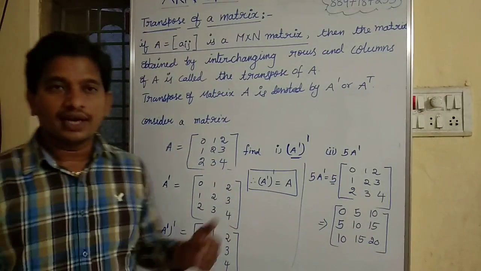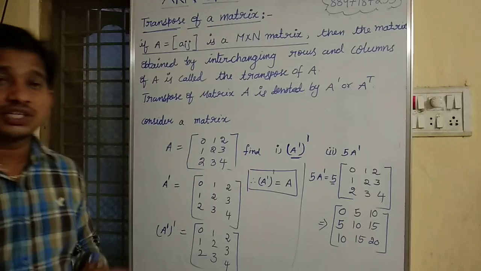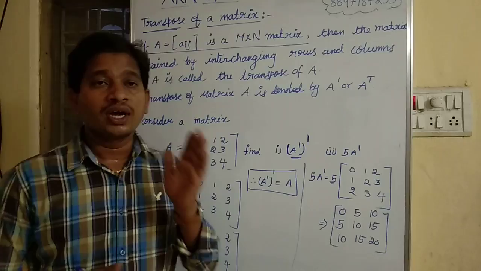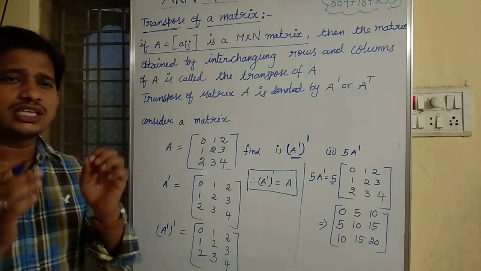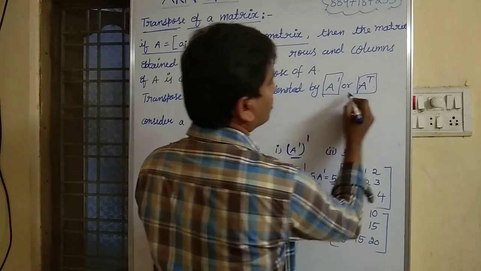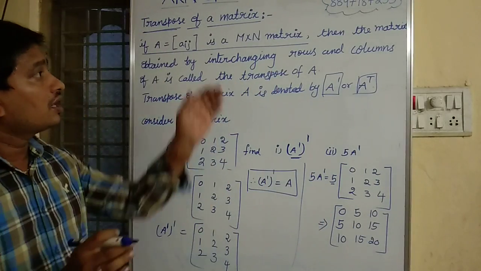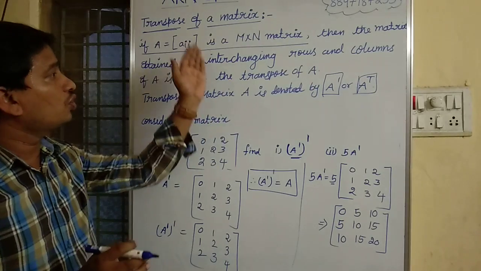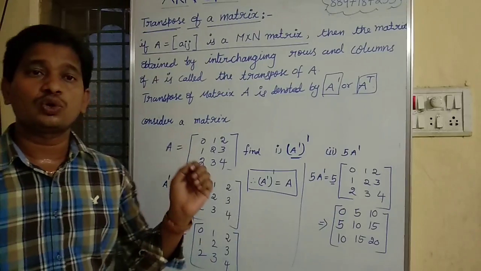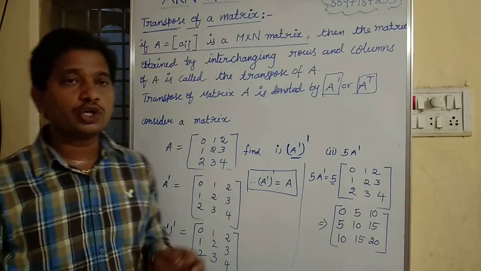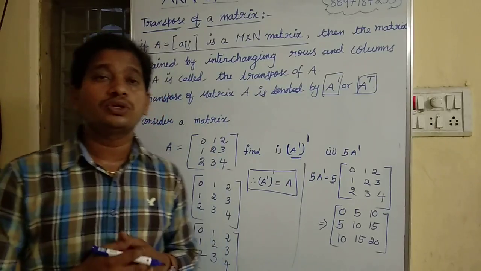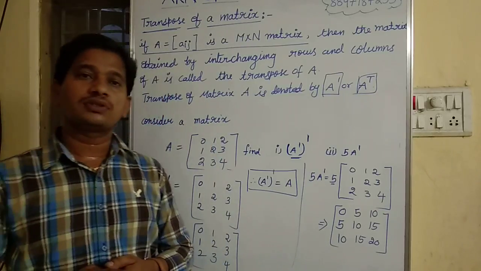We can perform addition operation, subtraction operation, as well as multiplication. So this is about transpose of a matrix. Transpose we can denote by either A dash or A transpose. Transpose is nothing but interchanging of rows and columns. So rows will become columns and columns will become rows, children. This is one of the important topics in our chapter on matrices, children. Okay, I hope you understood this transpose of matrix. Thank you, children.